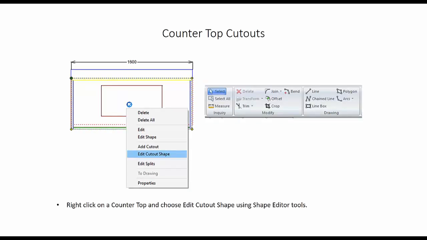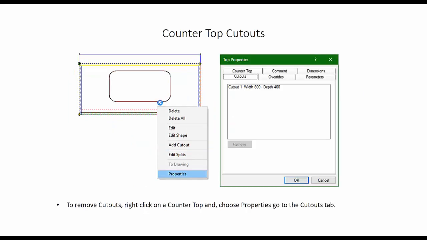And again, when you're in countertop mode, if you need to edit the shape of that cutout, once you have a cutout in place, you can right-click in that area where the cutout is, choose Edit Cutout Shape, and that will bring up the CAD Edit or Shape Editor tools. And finally, if you have a countertop cutout that you need to delete, you would right-click on that cutout, go to Properties, and then on the Cutouts tab, you would choose the cutout that you want to remove, and then you would click the Remove button.